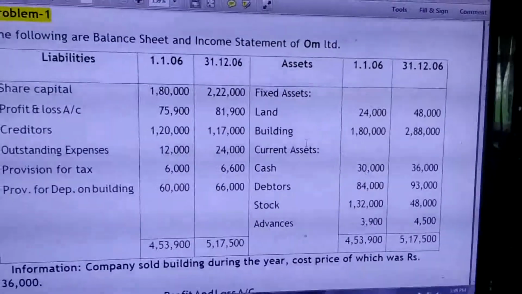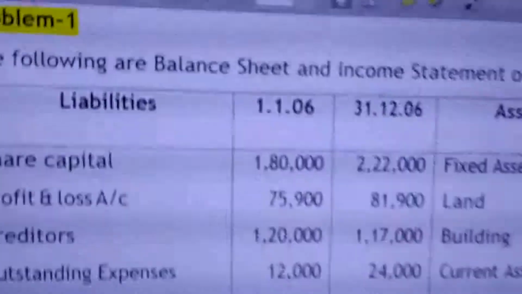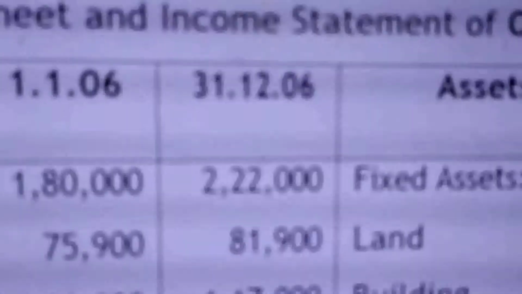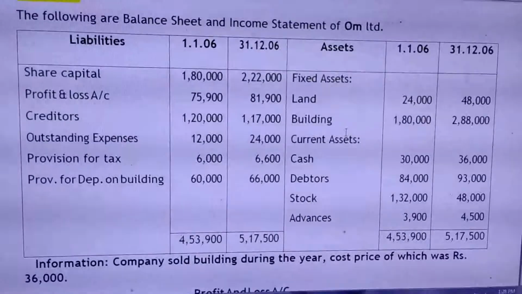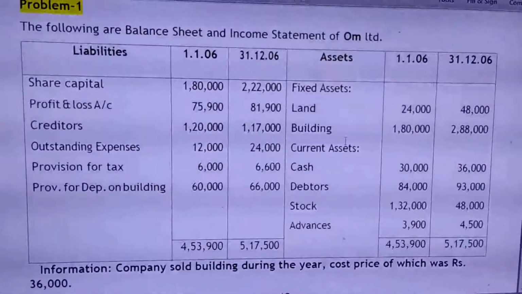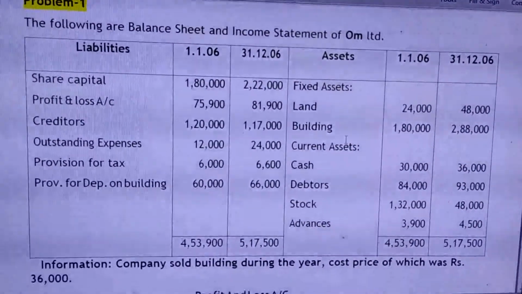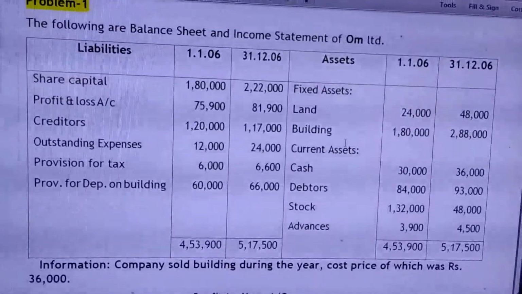You have two different values, that is opening balance and closing balance. The thing which is given in that 1/1/2006 is called the opening balance, and 31/12/2006 is called the closing balance. You have one piece of information: the company sold a building during the year, the cost price of which was rupees 36,000.